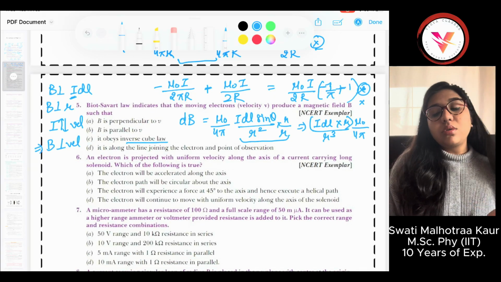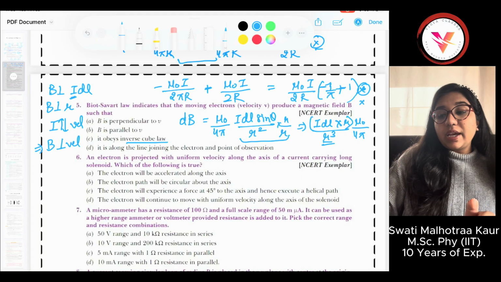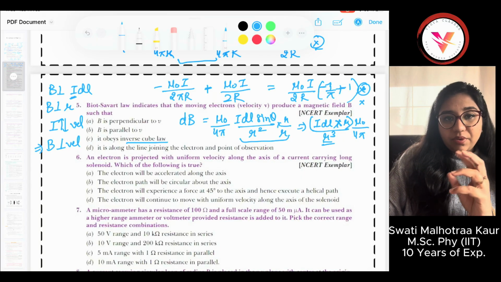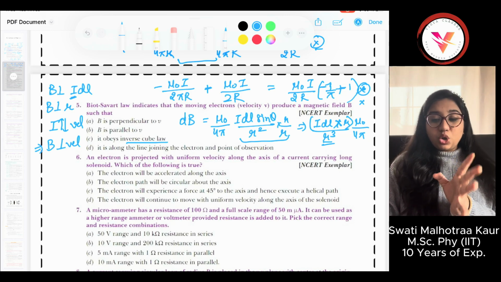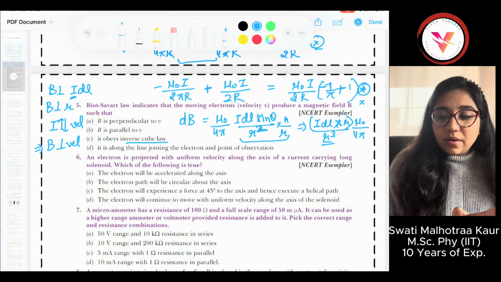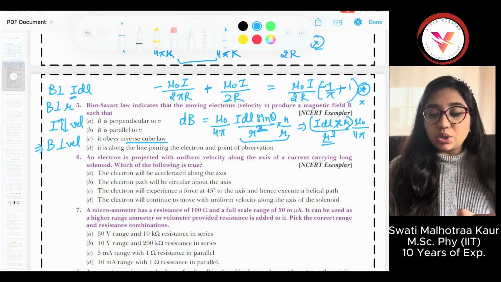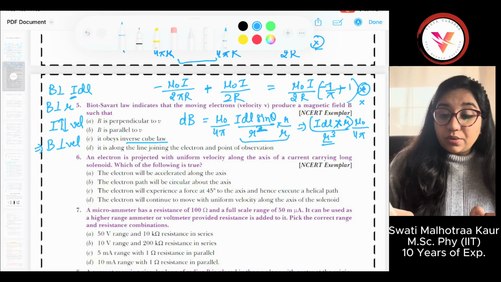Inverse cube law can confuse people because here R cube is coming, because we have used that cross product. We multiply our vectors, but actually it doesn't follow the cube rule. It follows the inverse square law, R square. Okay, so don't confuse it with the cube rule. It is along the line joining the electrons and point of observation, or it is perpendicular. So A is the correct option.